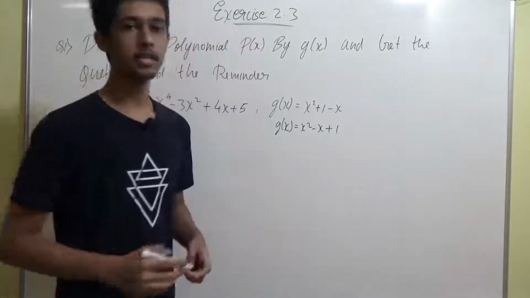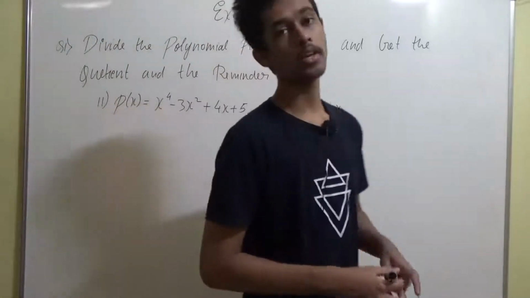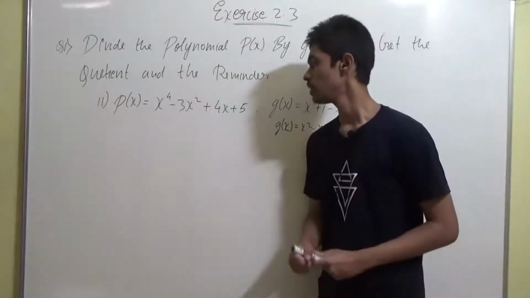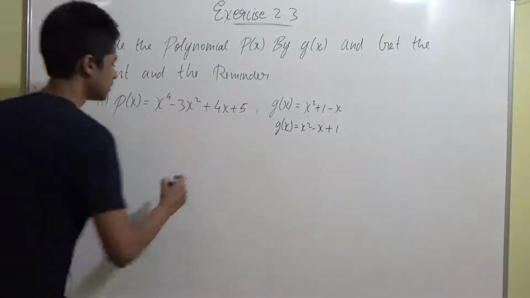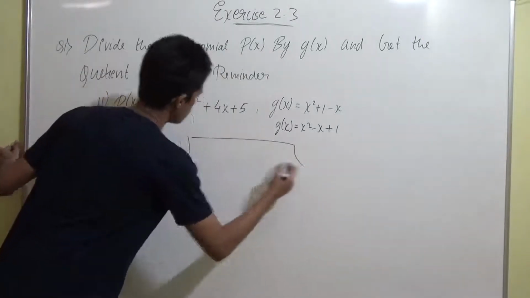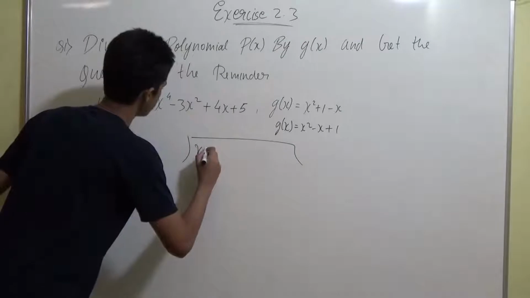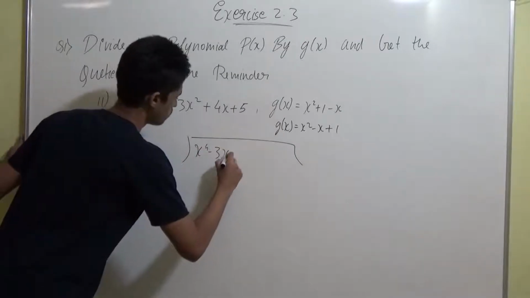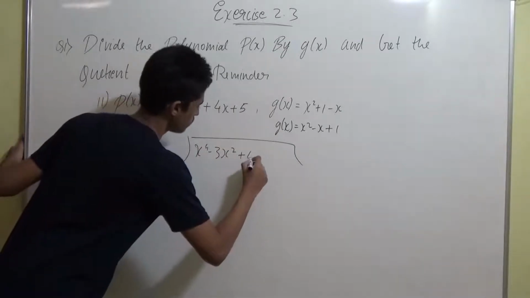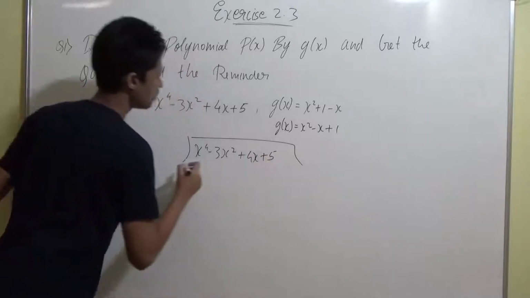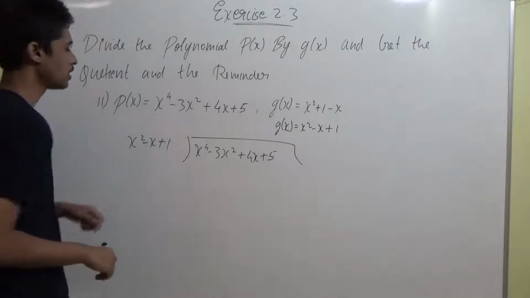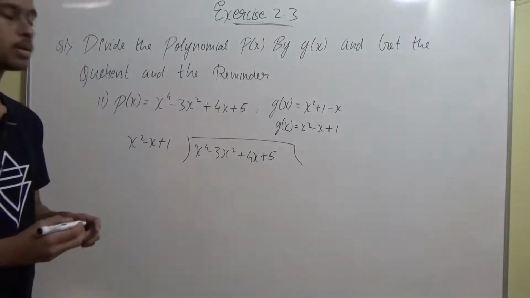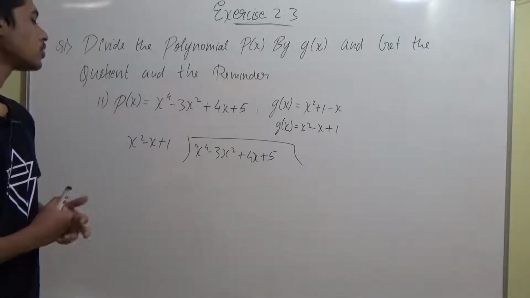So after this rearrangement, we are ready to go for the division, guys. Now let's go ahead and do the division. So p of x, we are going to write inside, and g of x here.